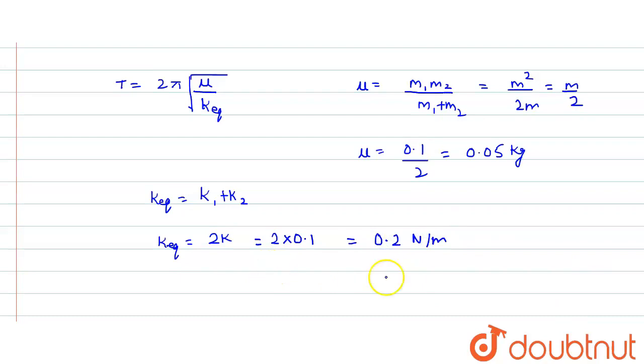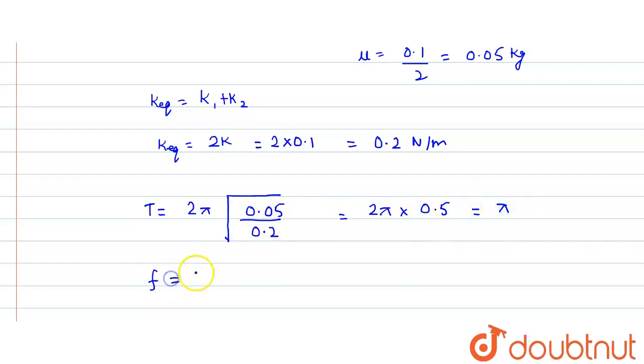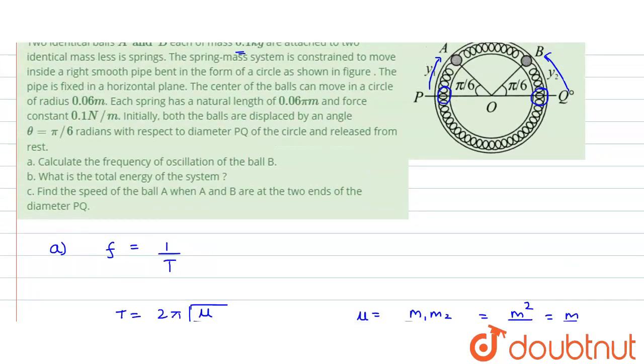Now if we put in the values, T equals 2 pi times the square root of mu, 0.05, divided by K, 0.2. Inside the square root it would be 0.25, and if we take the square root, it would be 0.5. So T equals pi. What is our frequency? Frequency is 1 divided by time period, so the frequency would be 1 divided by pi Hertz, or per second. So we have calculated the first part.